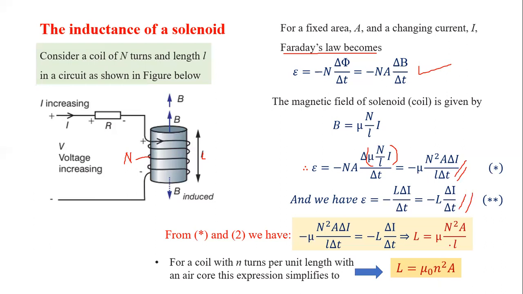Then, taking the number of turns per unit length, if we take the number of turns in each unit length as small n, our formula reduces to L equals mu not n square A. So this unit is number of turns per unit length.